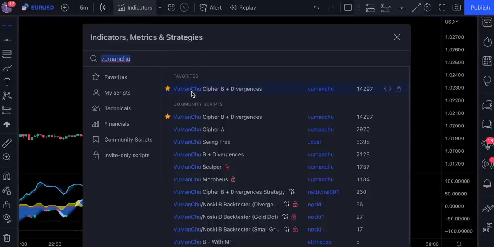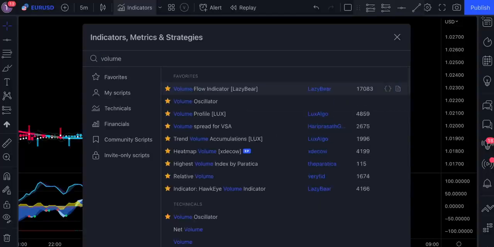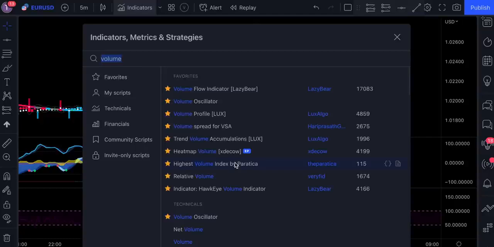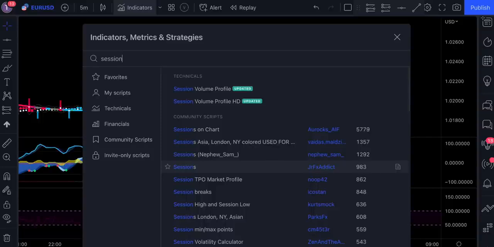For the second indicator, let's select SSL Hybrid. And finally, let's add the highest volume index by Paratica. We also need to add sessions to the chart to know which sessions we're trading on. There is a good indicator called Sessions on Chart by this creator right here.